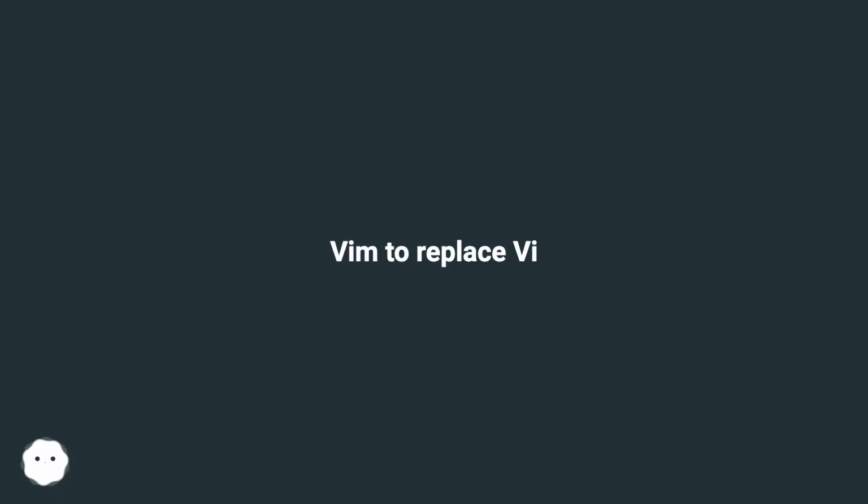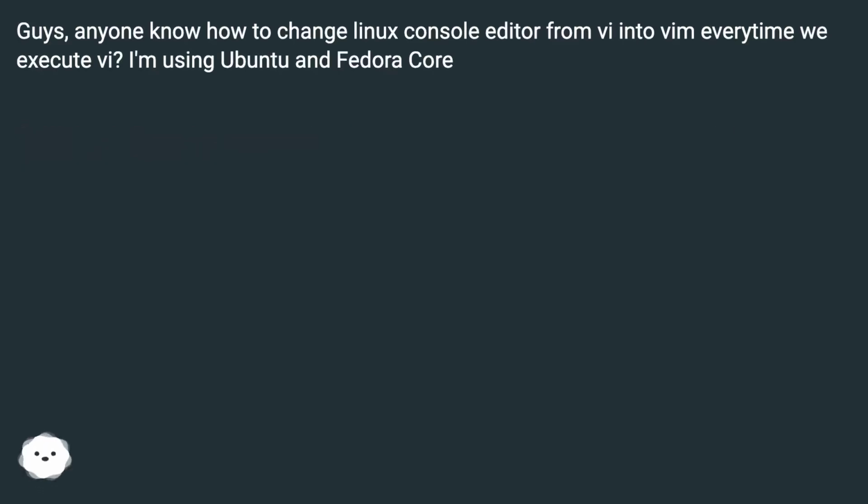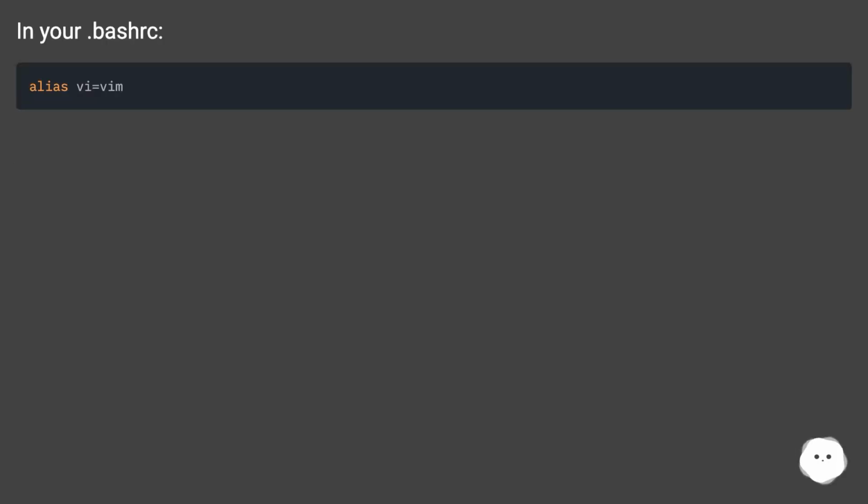Vim to replace 6. Guys, anyone know how to change Linux console editor from 6 into Vim every time we execute 6? I'm using Ubuntu and Fedora Core. In your .basic.